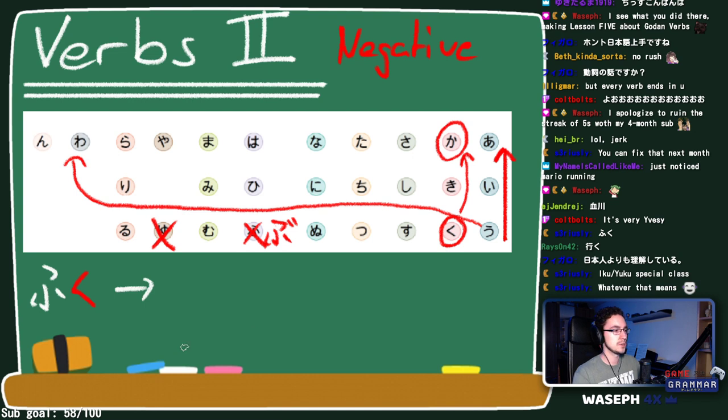So very simply, we switch off our brain. We're like, oh, ku, ka. You just keep the consonant and you change the vowel, right? So you go from ku to ka. It's like one of those response games: I say ku, you say ka. That's it. Very simple. So we just go to fuka.